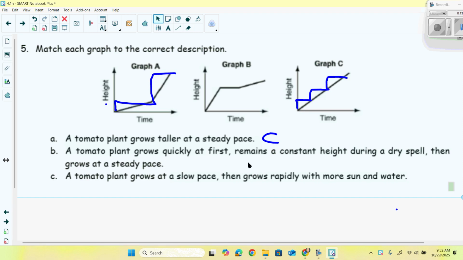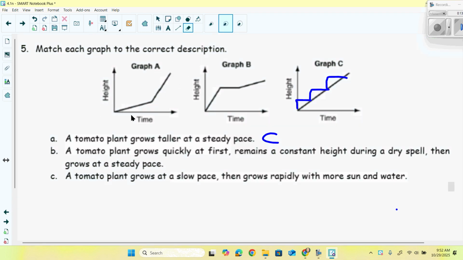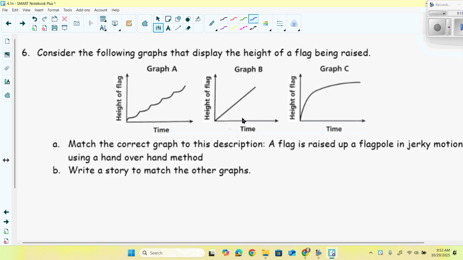A tomato plant grows quickly at first, remains a constant height during the dry spell, and then picks up again. Well, this one never stops growing. It's always growing, just at different rates. This one stops growing here, so this is a B. And then finally, a tomato plant grows at a slower pace and then a quicker pace. Well, that's graph A.